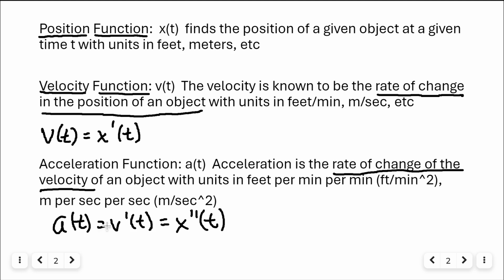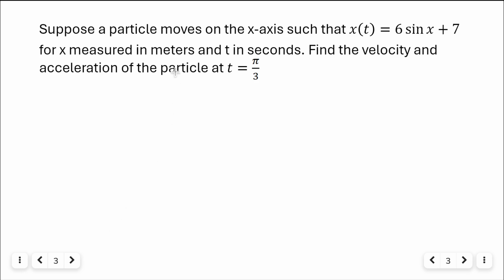So again, we're back to the same thing here. Rate of change means slope, and slope means derivative if you want to calculate the slope at one value. So that's what we're going to do here. Suppose a particle moves on the x-axis, such that x of t is given by the function 6 sine, oh, that should be t. Sorry, folks, that's a typo. That should be 6 sine t plus 7, for x measured in meters and t in seconds. Find the velocity and acceleration of the particle at t equals pi over 3.